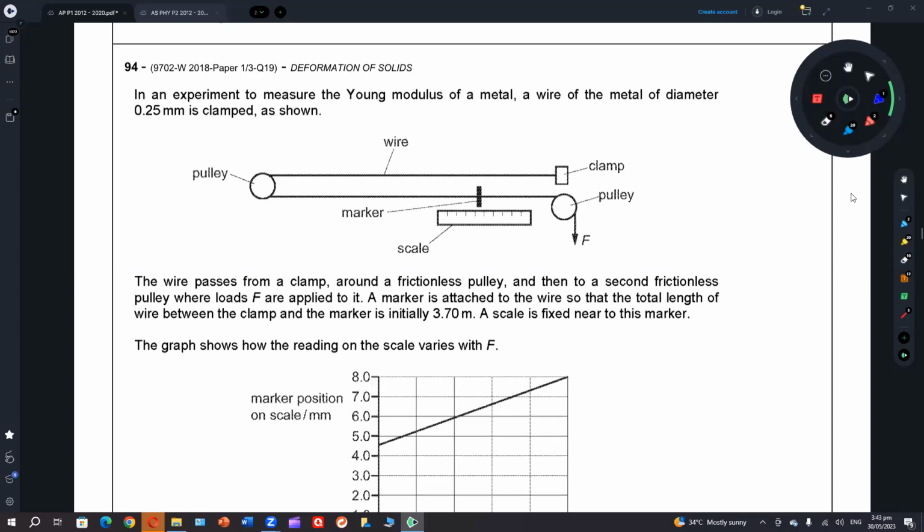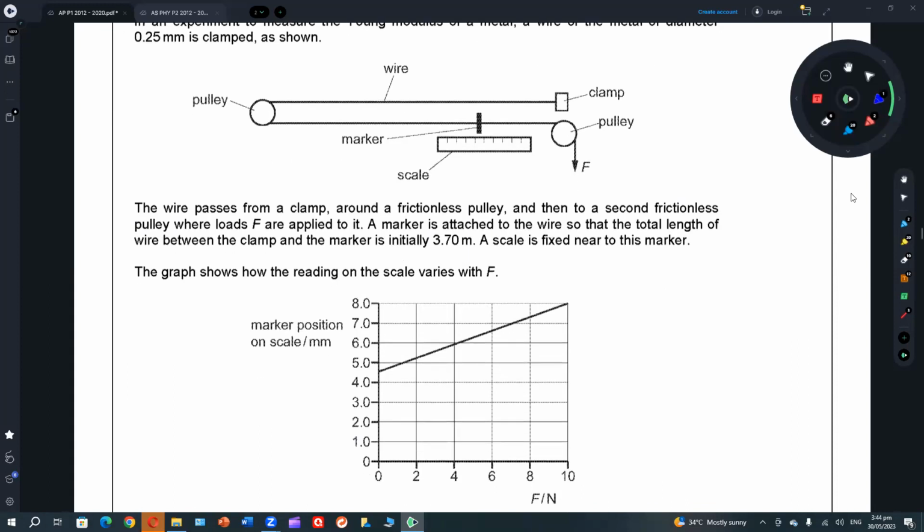A marker is attached to the wire so that the total length of the wire between the clamp and the marker is initially 3.7. Where is 3.7? Total length of the wire between the clamp and the marker. Acha, between the clamp and the marker is 3.7. Scale is fixed near to this marker. The graph shows how the reading on the scale varies with load. I made a very complicated diagram actually.